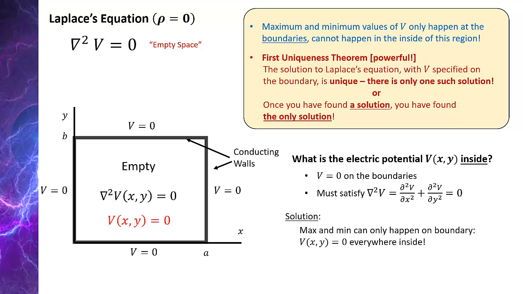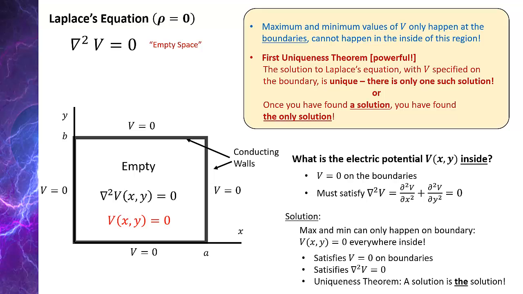I'm going to guess a solution based on this first property, that the maximum and minimum values can only happen on the boundaries. And since the max and min can only be on the boundary, and on the boundary everywhere V is equal to 0, that means that V must be 0 everywhere inside. You can see that this must be true, because if V was something non-zero inside of the box, then that would be either a minimum or a maximum, and that can't be possible. The maximum and minimum can only be on the boundary. That seems a little slick, doesn't it?